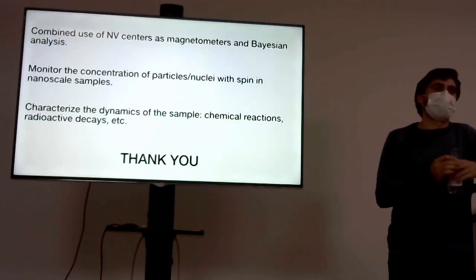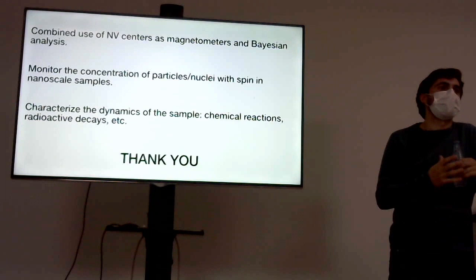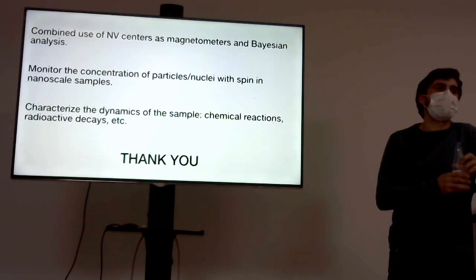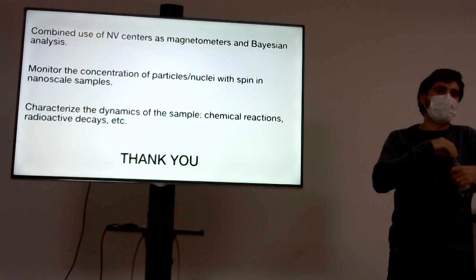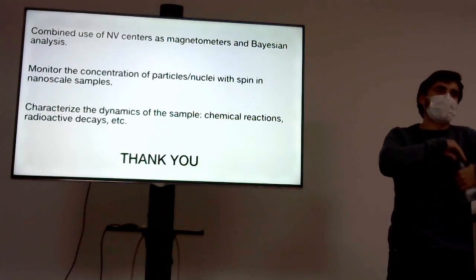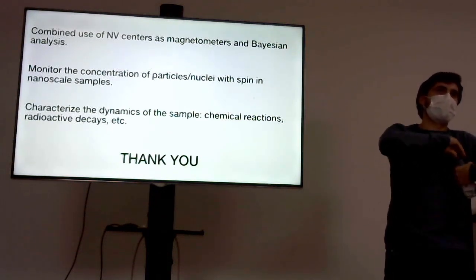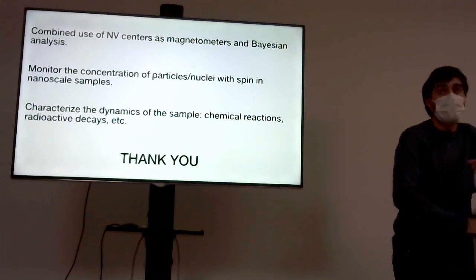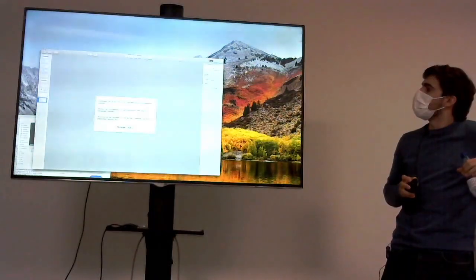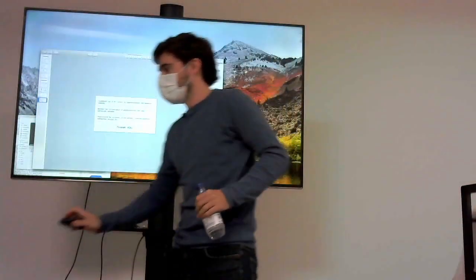At some point, I lost the connection between the Bayesian analysis and the NV centers as a magnetometer. So what you're trying to do with this analysis is to analyze the signal that the NV receives and get information about the population of the nuclei, or you can make that connection.